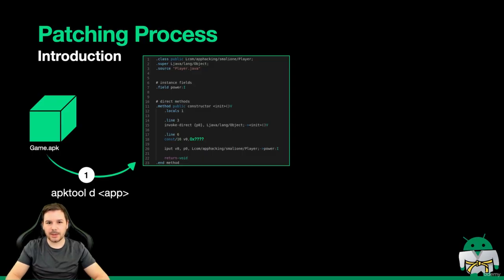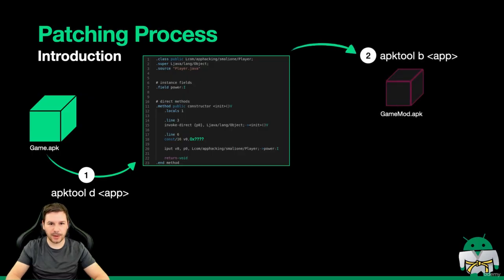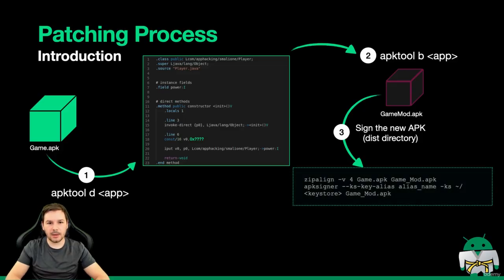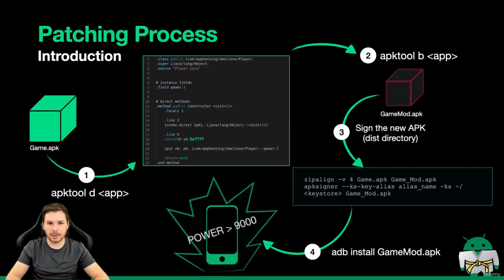Alrighty. Afterwards, we need to build back this application. So we use the apktool b command to get our modified version. Then we have to sign this application and we use the zipalign and apksigner approach in case we have to deal with Android 11 applications in the future. After signing this application, we can then use the adb install command to check this out. And after installing this application, we take a look at the adb logcat, and then we will see if our player power is over 9000 or not.